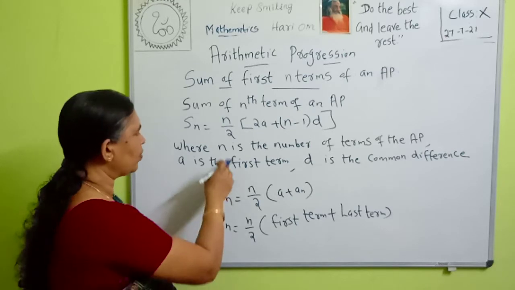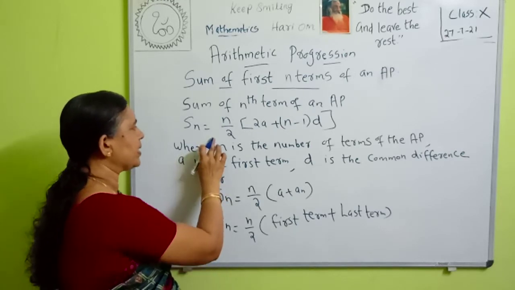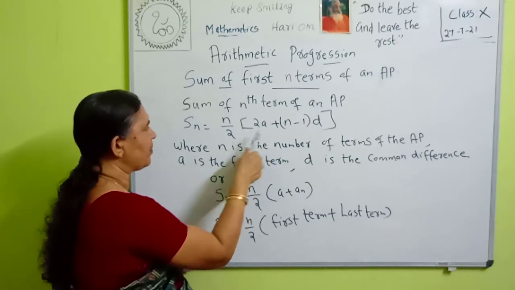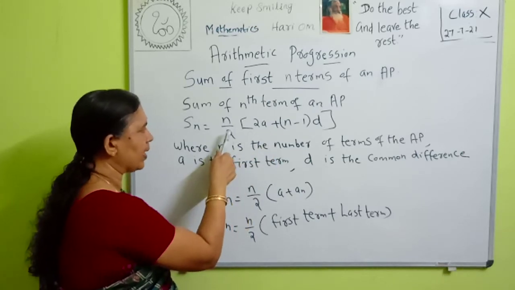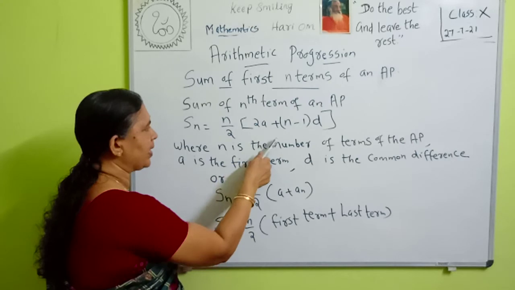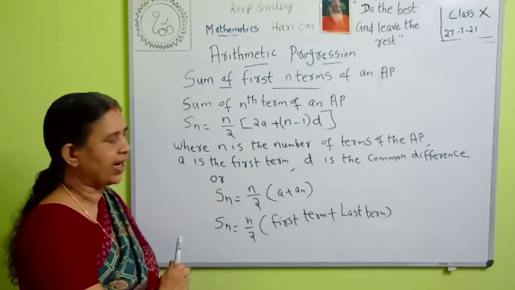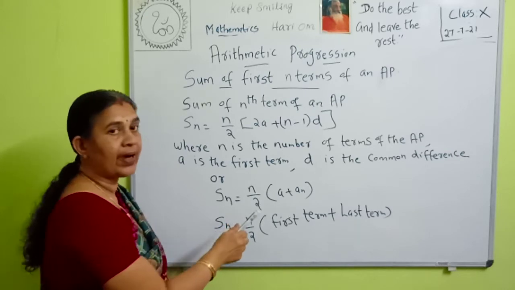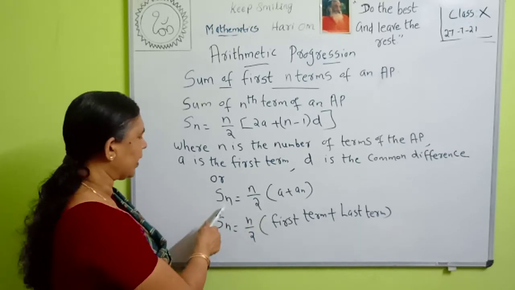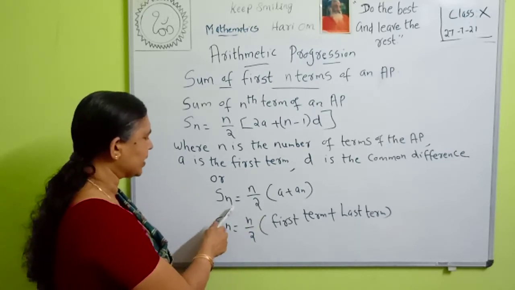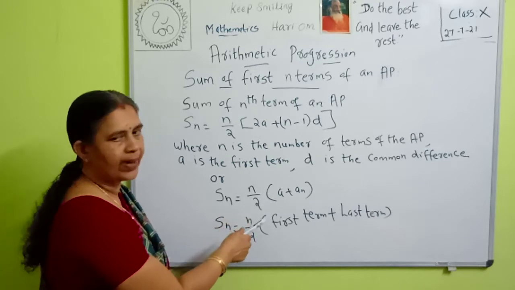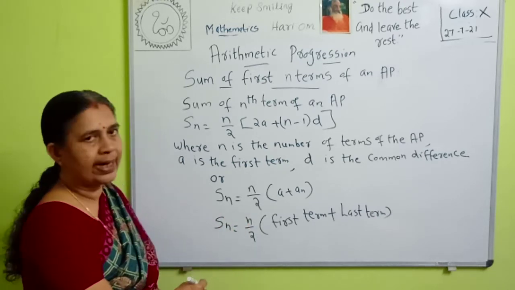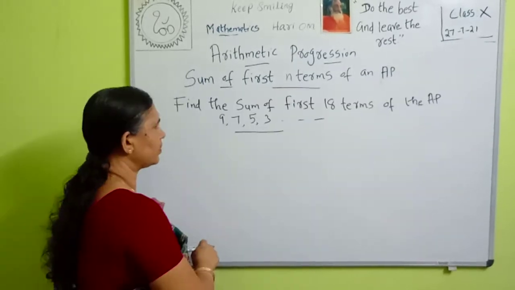So remember the two formulae. First one is Sn is equal to n by 2 into 2a plus n minus 1 into d, where n is the number of terms of the AP, a is the first term and d is the common difference. Then if the first and last terms are given and we are asked to find the sum of n terms of the AP, we use the formula Sn is equal to n by 2 into a plus an, or Sn is equal to n by 2 into first term plus last term.